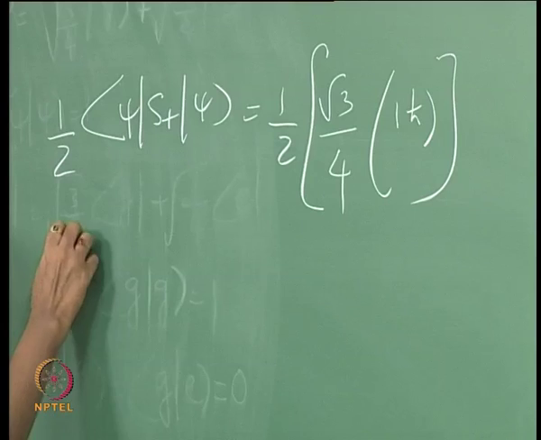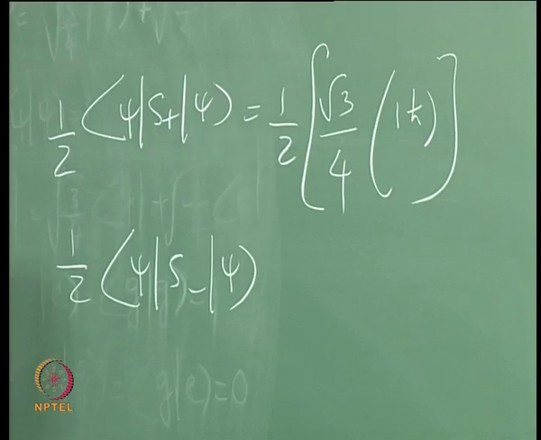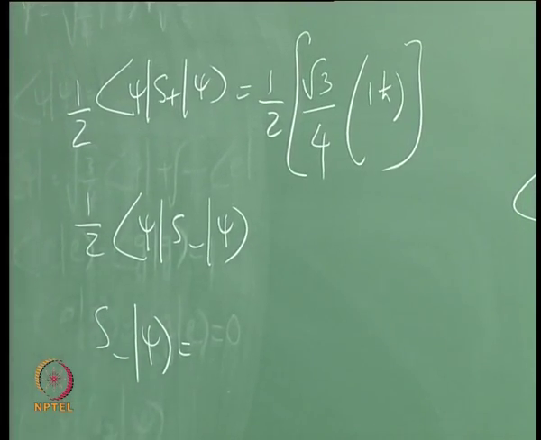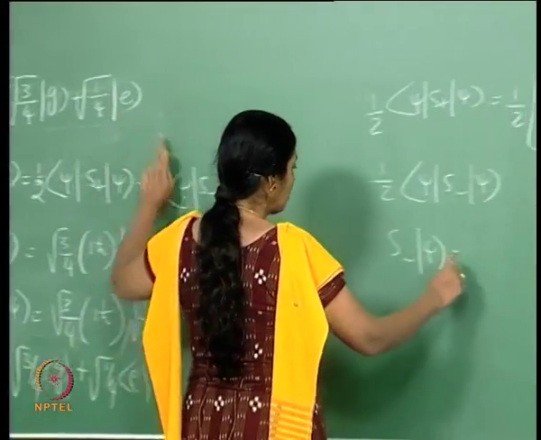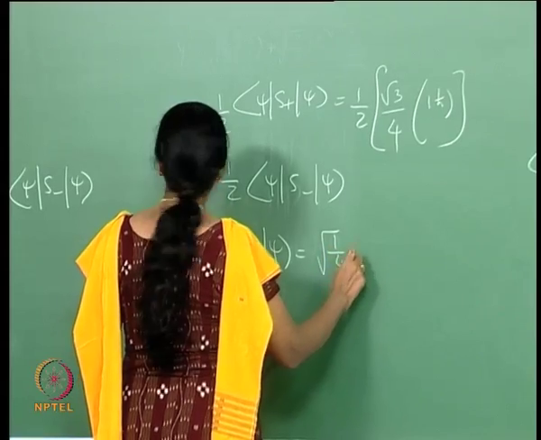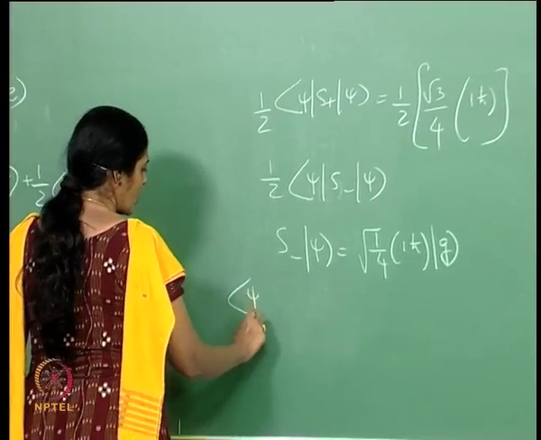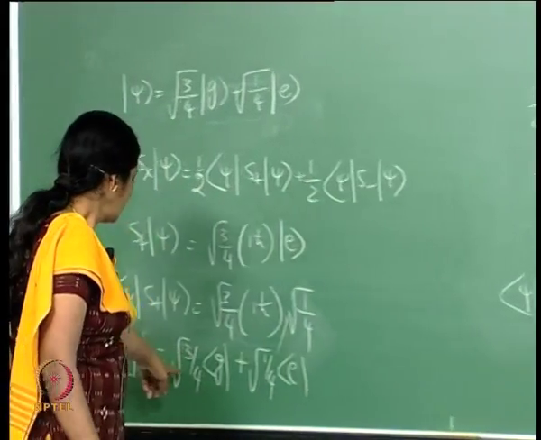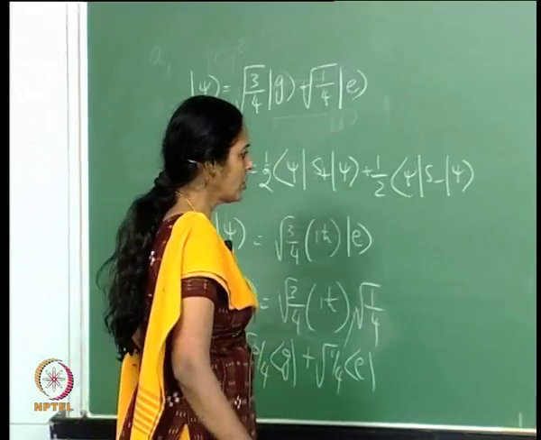Now we look at the other part, which is half psi S minus psi. Now S minus acting on psi: S minus annihilates G, it acts on E and brings it down to G with a coefficient 1 h cross. So psi S minus psi, this is bra psi, and therefore I am going to have a root 3 by 4 root 1 by 4 1 h cross.